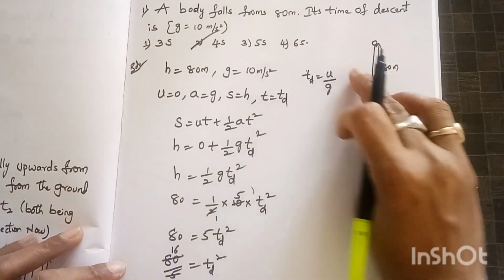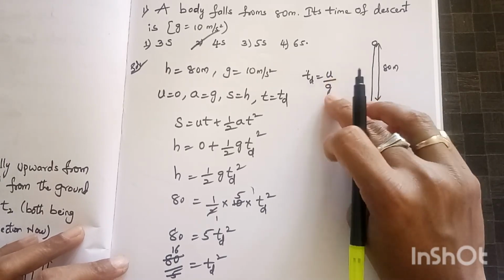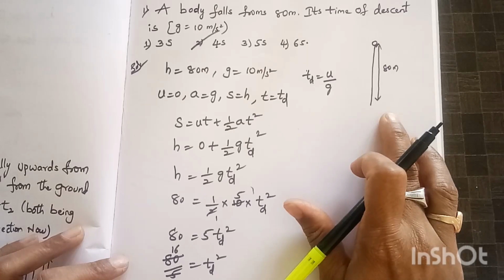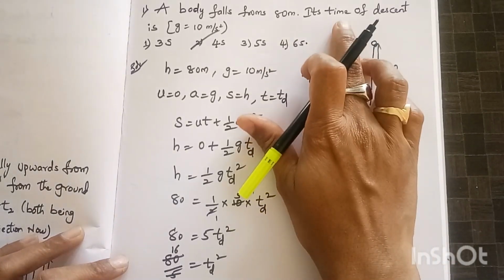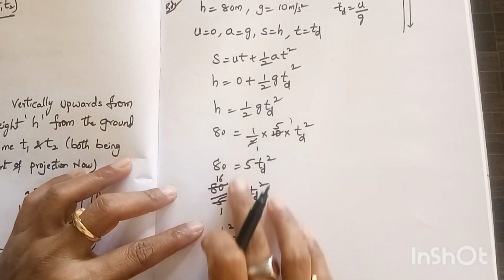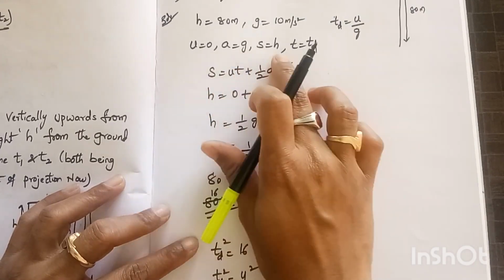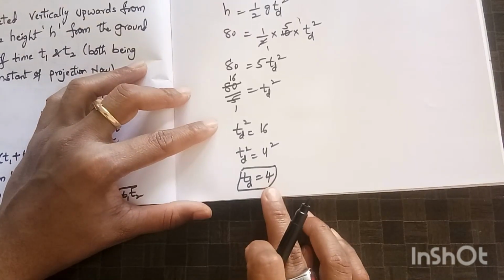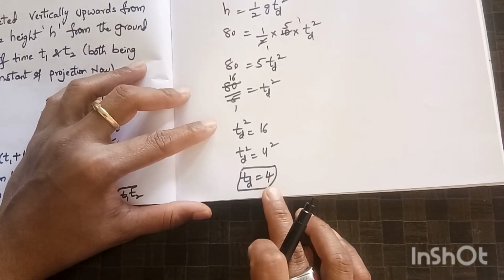So if they have given directly the u value, you can calculate td equals u by g. But they have given 80 meters of height and said to find the time of descent. So I took the formula with u equals 0, a equals g, s equals h, t equals td. By using this, I calculated the time of descent.